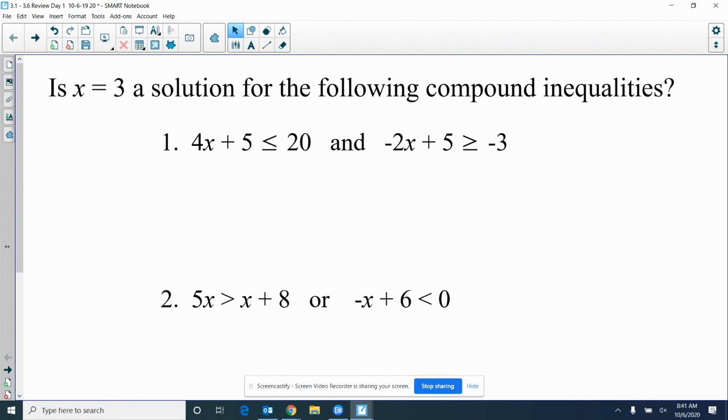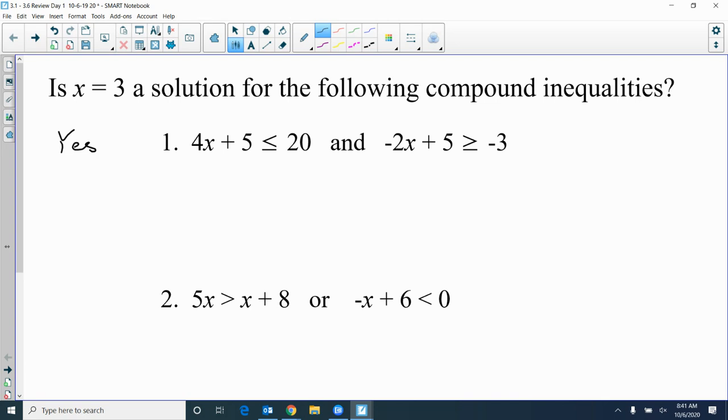Okay, for that first one up there, as you look at that, Christian, did you look at the first one? Have you done that? Yeah. All right, is it yes or is it no? Is x equal 3 a solution? Yes. All right, it says yes. Now let's take a look and make sure. I said to plug it in.